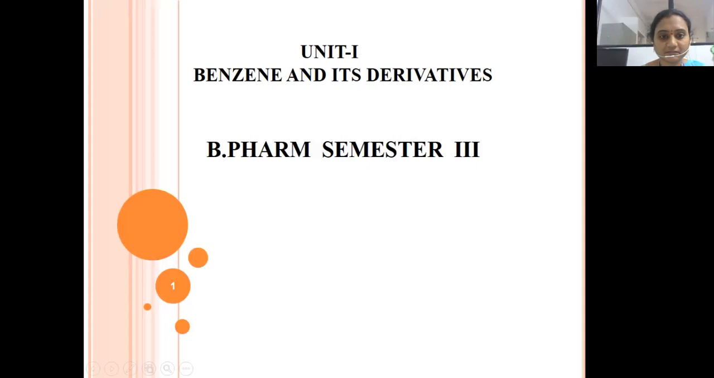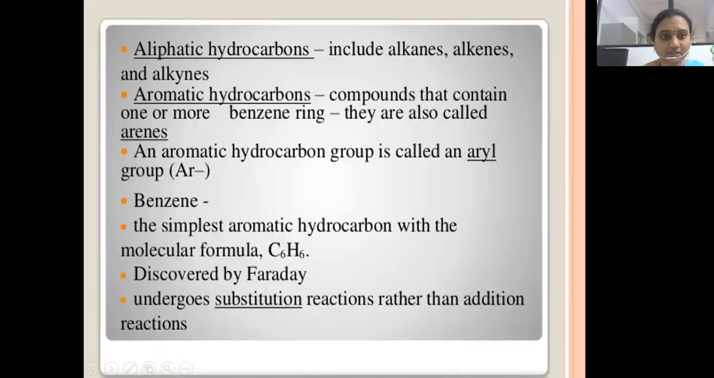Coming to the introduction, before going to the introduction of benzene, a small brief discussion about hydrocarbons. First of all, what are organic compounds? In chemistry, organic compounds generally contain carbon and hydrogen in their structure, and from those compounds, many more compounds will be derived.